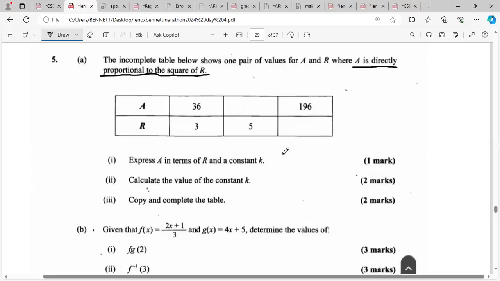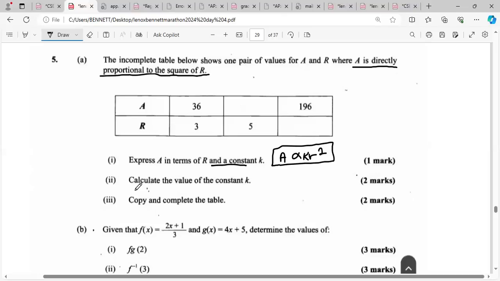So, what they say is A, so this is how we write it. A varies directly, proportional to the square of R. So we write R squared. That's it. But guess what? We're not finished, because you're supposed to write some constant. Now the constant K is supposed to be right here. So A is directly proportional to the square of R, and you have some constant K.